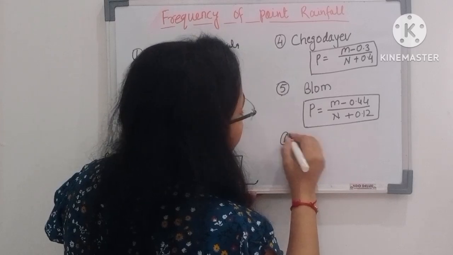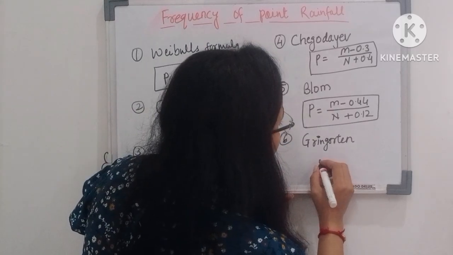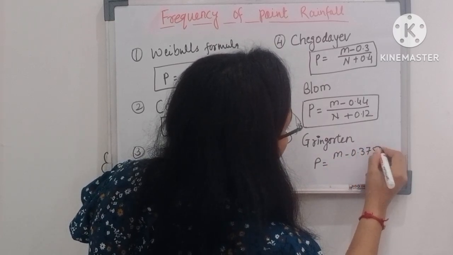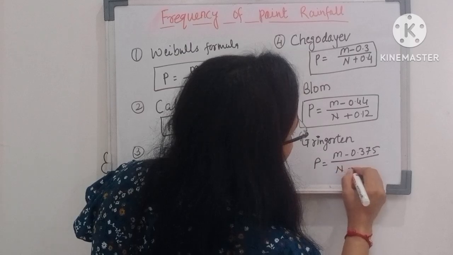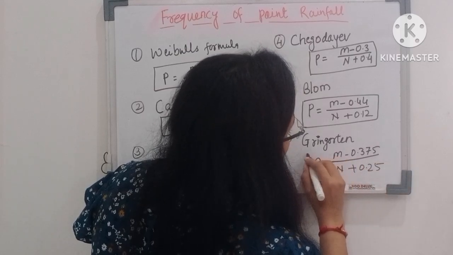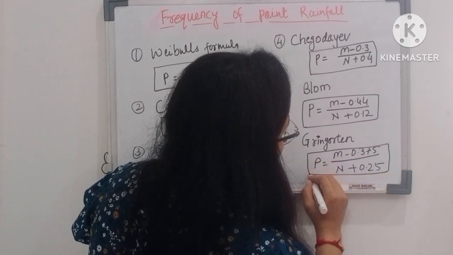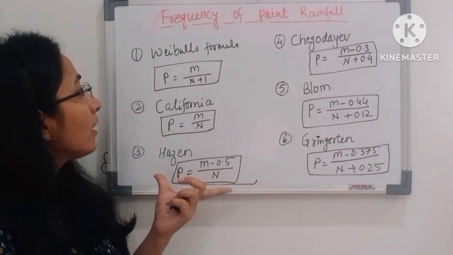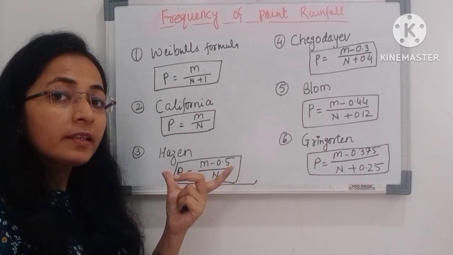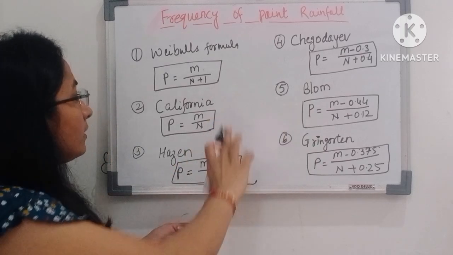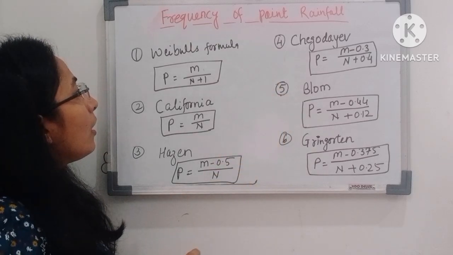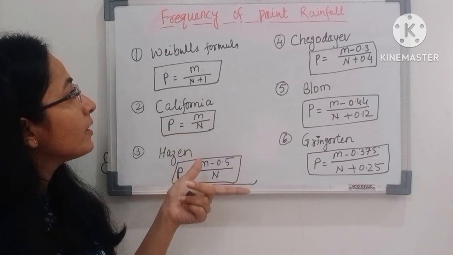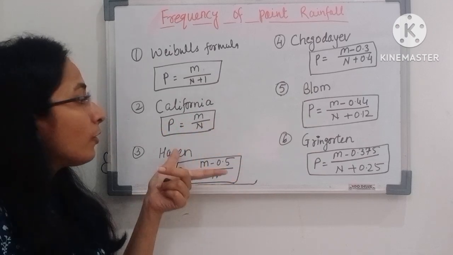And the last one is the Gringorten formula. Here P is equal to m minus 0.375 divided by n plus 0.25. So these 6 formulas are used to estimate the probability of exceedance or equal. Among the 6, these 3 are commonly used. However, Weibull's formula is more popular than the other formulas for the estimation of probability of exceedance of an event.